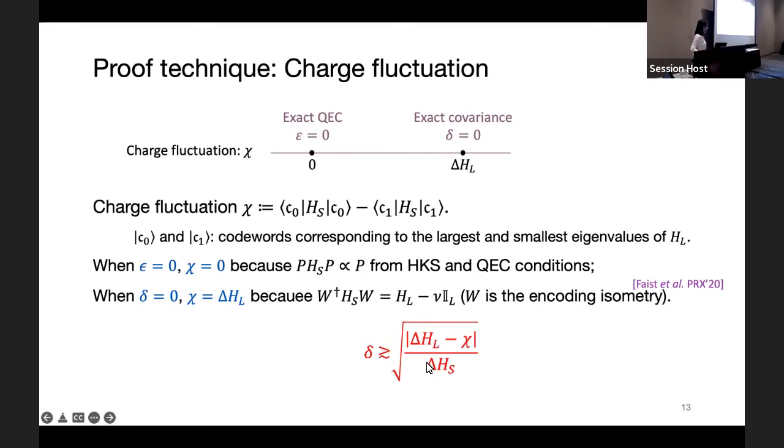So this inequality can be proven just through the definition of delta. And it is also possible to prove a lower bound on epsilon using the absolute value of chi. And this can be proven using the quantum error correction conditions. So combining these two, we can actually recover our first type of trade-off between epsilon and delta.